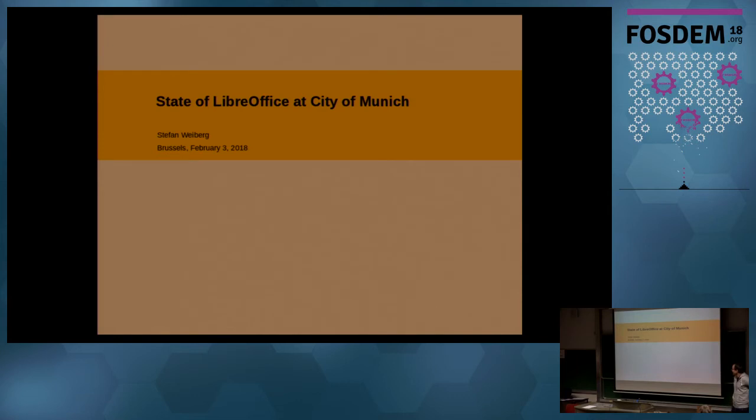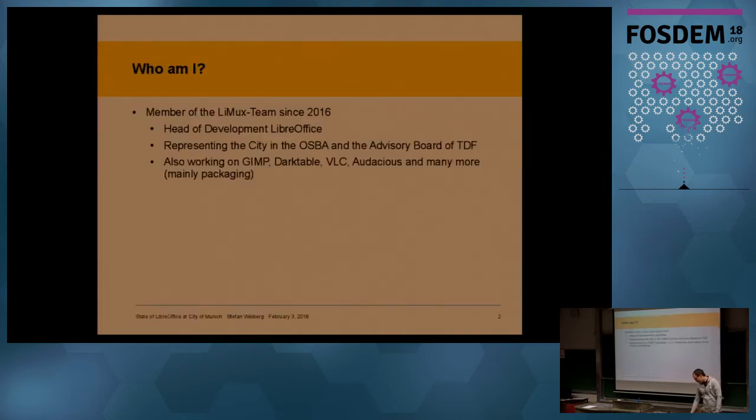So I'm having a quick talk about the state of LibreOffice at the City of Munich. First of all, who am I? I work for the Linux team since 2016, and I'm head of development for LibreOffice at the City of Munich and representing the City of Munich in the OSBA and also in the advisory board of the TDF. And I'm also working on GIMP, Darktable, and a lot of other stuff, but mainly doing packaging.